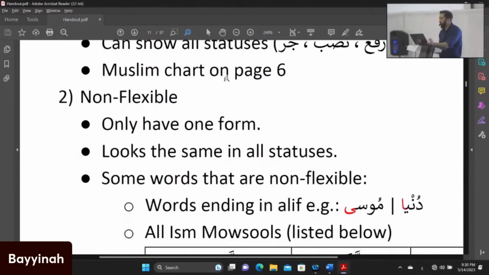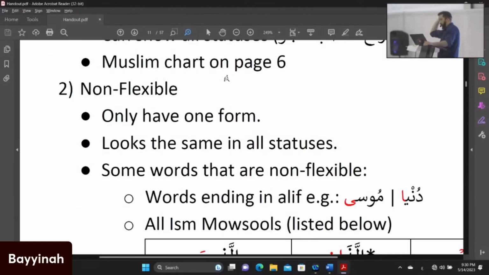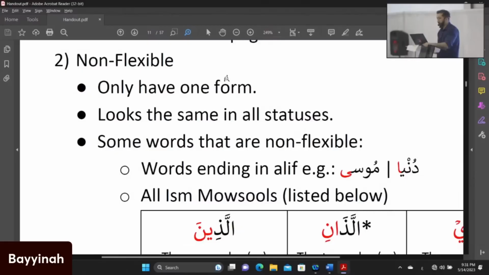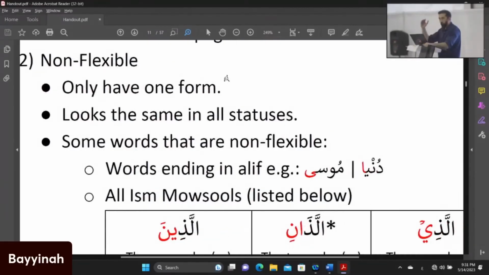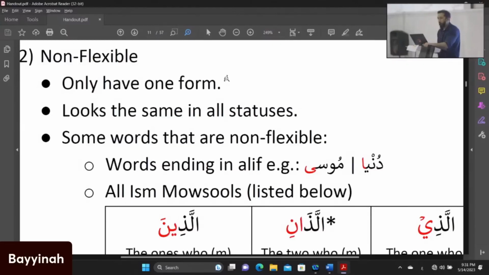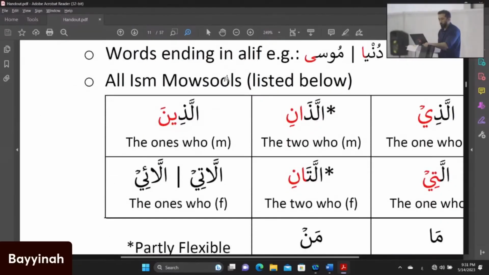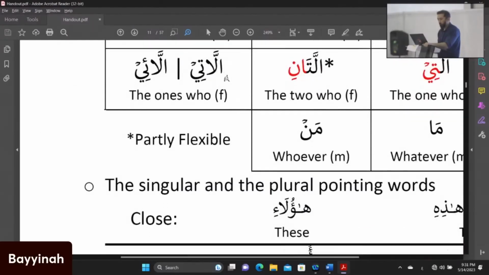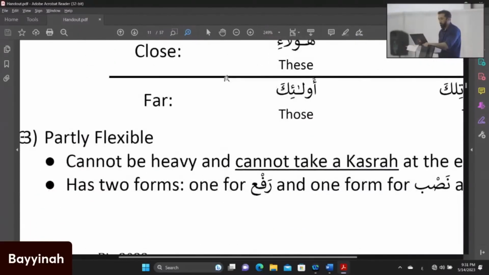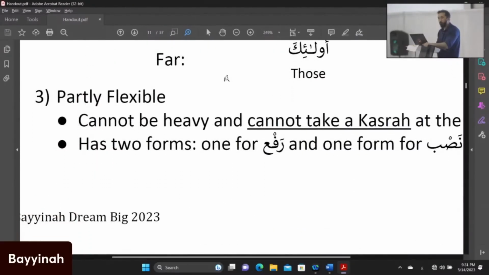That's what that means. Okay? Then we get to non-flexible, the extreme opposite. What do we learn about non-flexibles? They only have one form. Isa, Isa, Isa. Huda, Huda, Huda. Remember? One form, no changes. Looks the same in all statuses. Some words that are non-flexible are words ending with alif, like dunya and Musa. So dunya, dunya, dunya, Musa, Musa, Musa. And all ism mawsul. You don't know what ism mawsul are. We can skip this part because we don't know that yet. We'll come back and understand that in a couple of days. But for now, we can go to partly flexible.